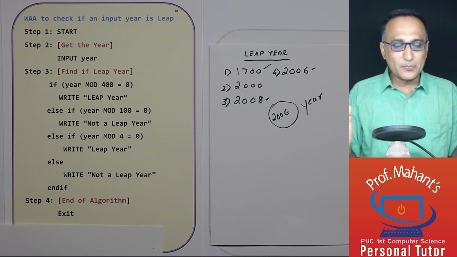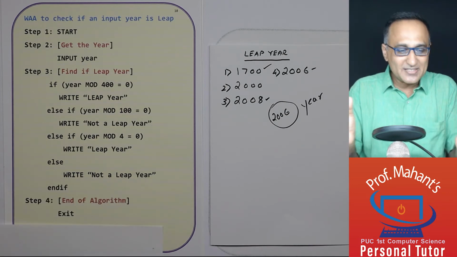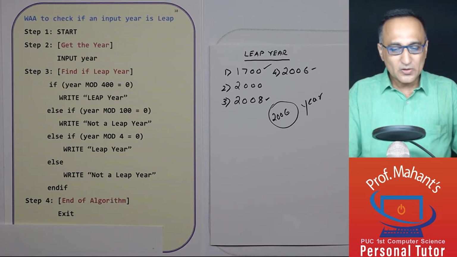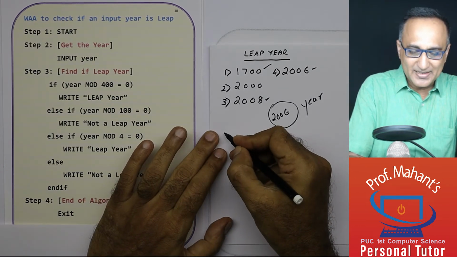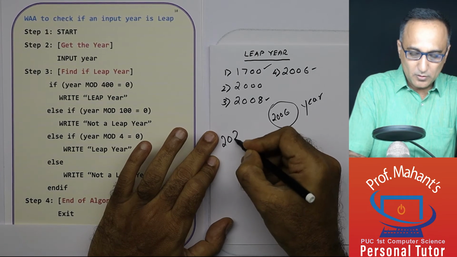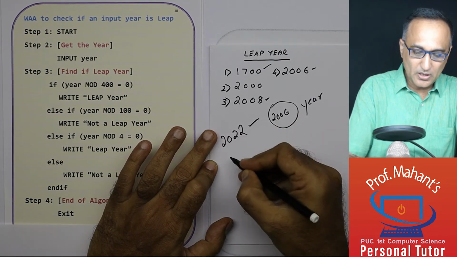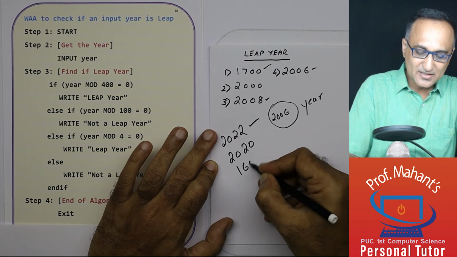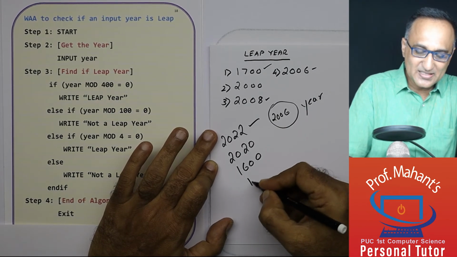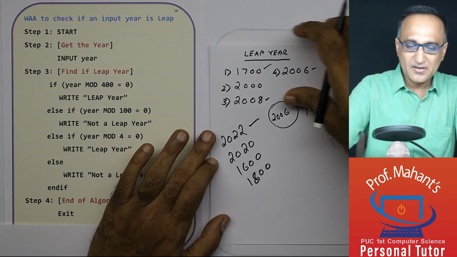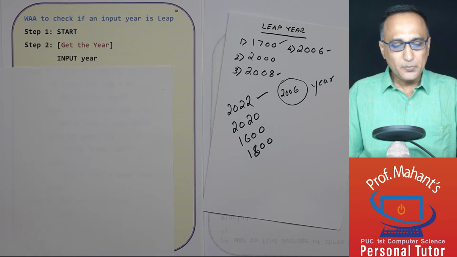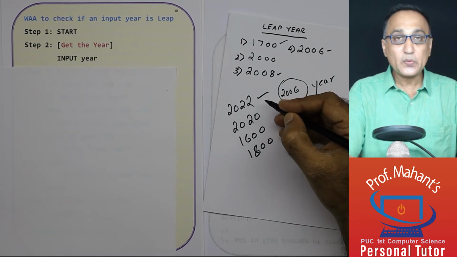When we're actually writing a program, we will just be doing it in one line, and I'll explain to you at that point how we can write this entire logic in one line using C++ code. So let's take a few years and try to test it out. 2022, 2020. Let's take the year 1600 and let's take the year 1800. All right, so these are the years I am going to test out. Input a year is 2022.